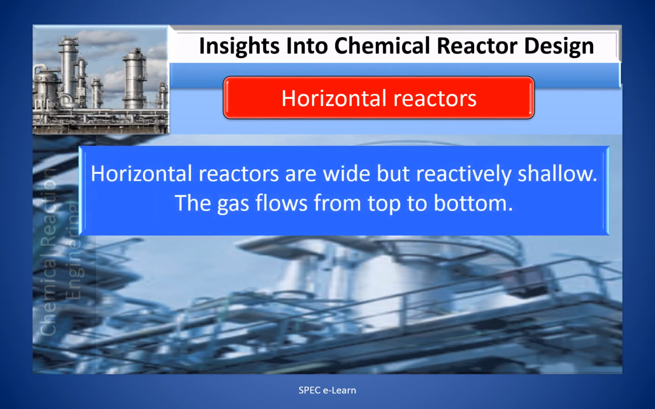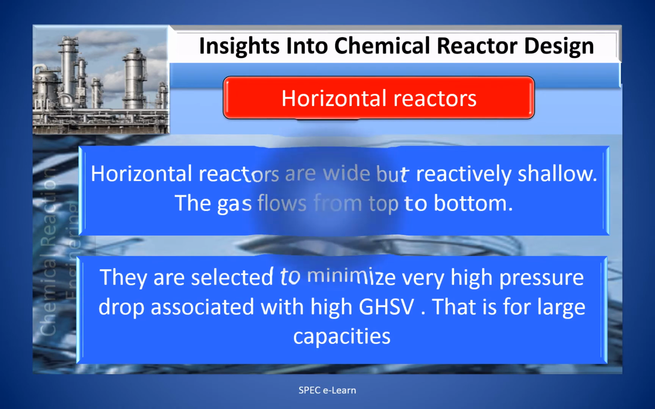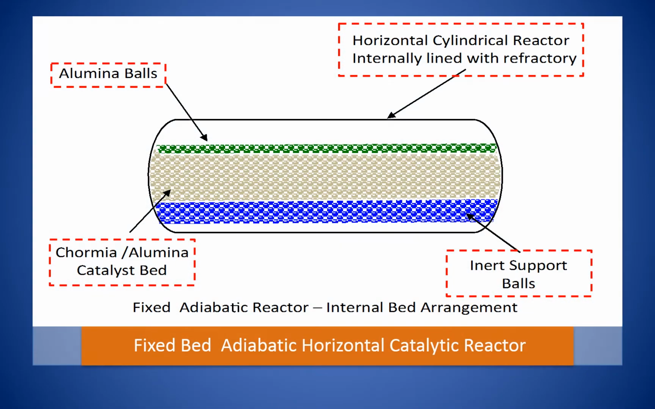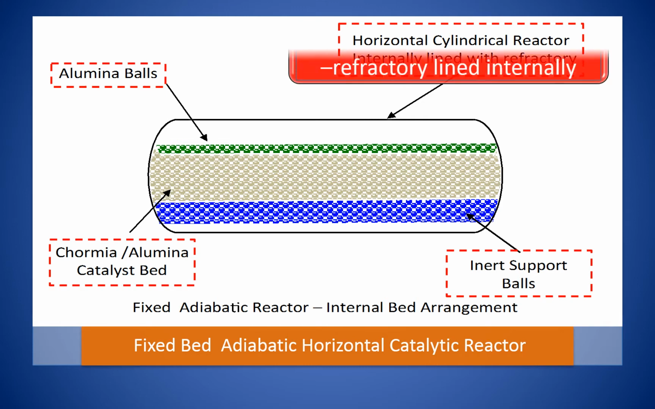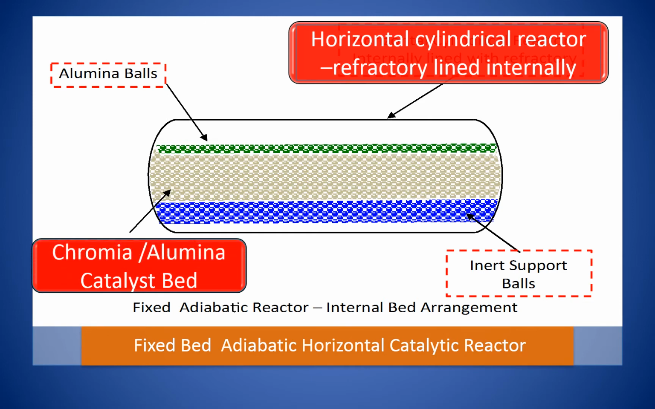Horizontal reactors are wide but relatively shallow. The gas flows down from top to bottom. They are selected to minimize very high pressure drop associated with high GHSV, that is for large capacities. Illustrated in this figure is a fixed bed adiabatic horizontal catalytic reactor, internally refractory lined and externally insulated.